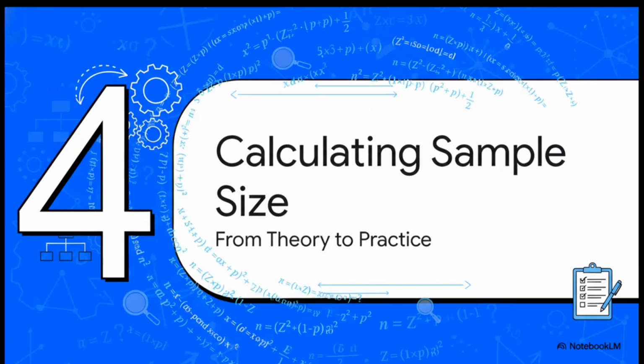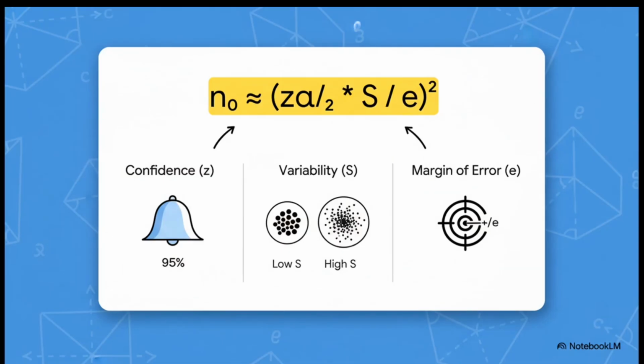Okay, so theory's great, but let's get down to brass tacks. We know which method is better, but that brings us to maybe the single most common question any researcher has to ask. How big does my sample need to be? Let's figure it out. This formula right here is the engine that drives almost all sample size calculations. It's basically a balancing act between three things you have to decide on. First up is Z, which is all about your confidence level. Most people use 95% confidence, which means a Z-score of 1.96. Second is S, the standard deviation.